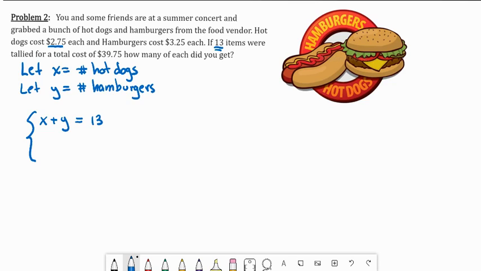Since the hot dogs cost $2.75 each and the number of hot dogs is x, we will take the cost per hot dog and multiply it by the number of hot dogs, and then add that to the cost per hamburger, which is $3.25, multiplied by the number of hamburgers, which is y, and we get the total bill, which was $39.75.